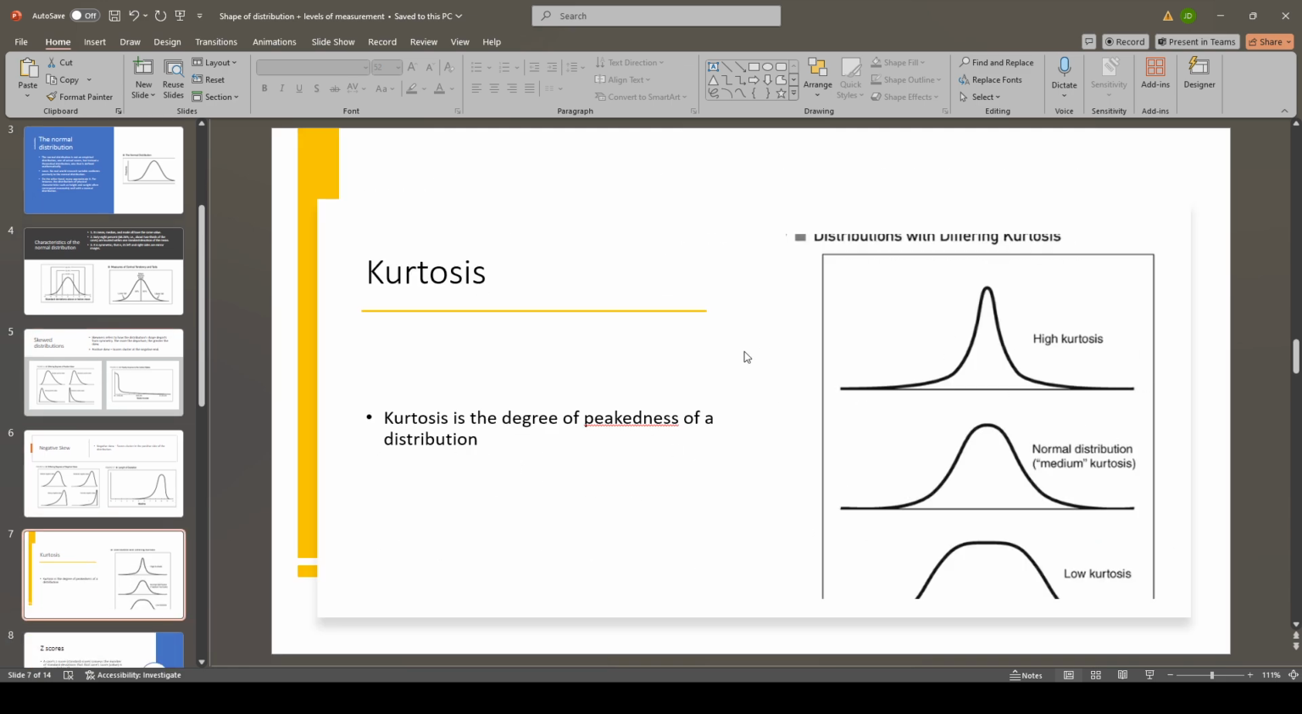This is kurtosis. Kurtosis is the peakedness of a distribution. You can see high kurtosis. The higher the kurtosis, the sharper the peak. A flat mountaintop is a low kurtosis, a pointed mountaintop is a high kurtosis, and normal is a nice little round mound. So kurtosis is just that there's a very big cluster of frequency occurring at the peak of the distribution.